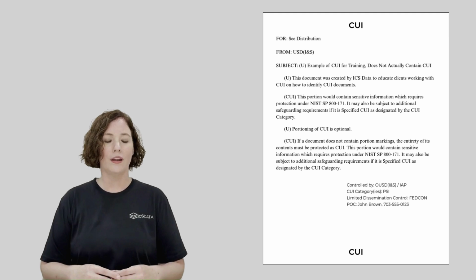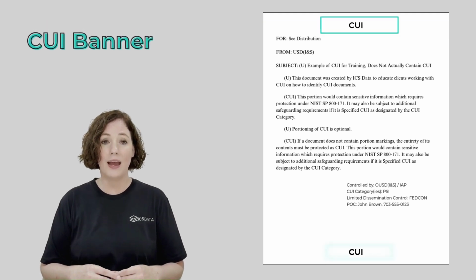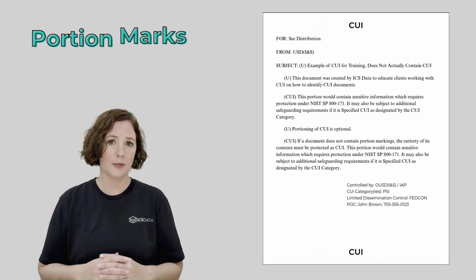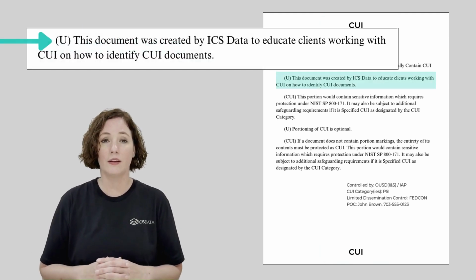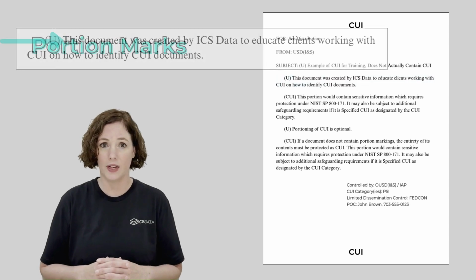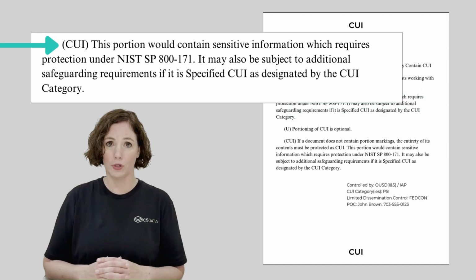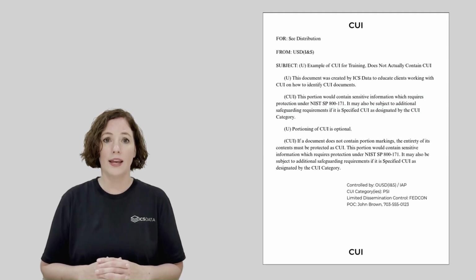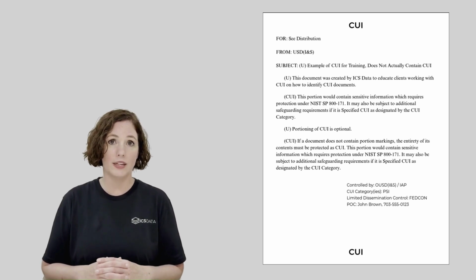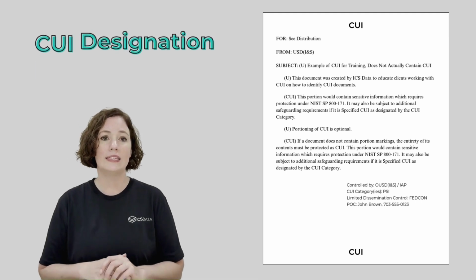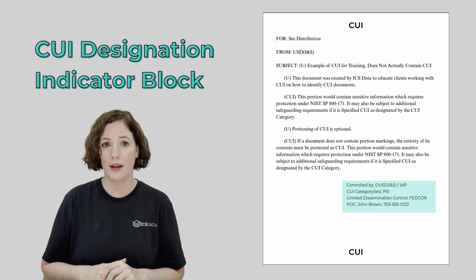CUI must be clearly marked. Here's what to look for. There will be a CUI banner at the top and bottom of all pages of CUI documents. Some documents may contain portion marks, like the letter U in parentheses for unclassified portions, and CUI in parentheses to indicate controlled portions. This is optional, and unless it is specifically portioned, the entire document must be treated as CUI. The first page will indicate a CUI designation indicator block.